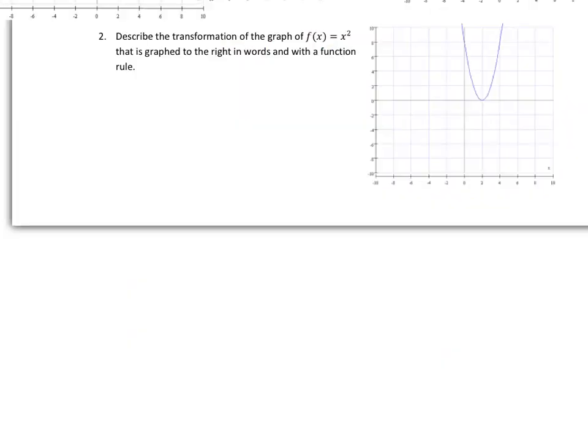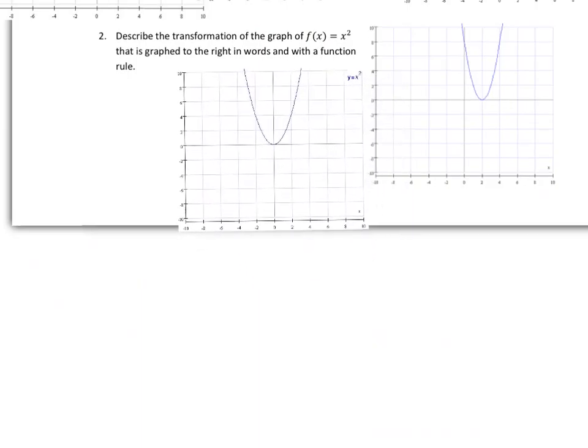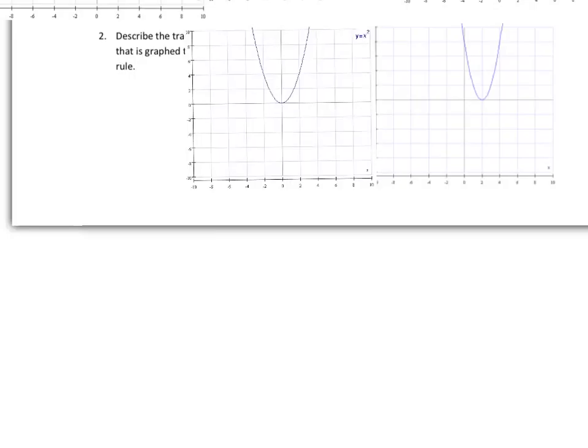All right, number 2. Describe the transformation of the graph of f of x equals x squared, that is graphed to the right in words and with a function rule. So let's go ahead and pull up the graph of the parent function y equals f of x, or y equals x squared, so that we can compare them.